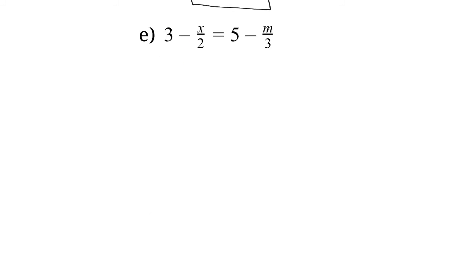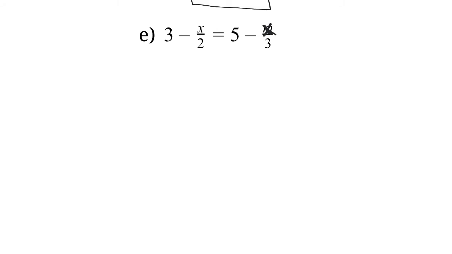All right, what if we had multiple fractions, or more than one fraction, in our equation? This time we've got 3 minus x over 2, which is equal to 5 minus m over 3. That is actually a typo. It should be an x. So I'm going to go ahead and fill that in here. Make your m an x. Remember, you can only solve for one variable at a time, and they have to be the same variable. So we can't have two different letters. That's a typo, so just fix that before you start to solve.